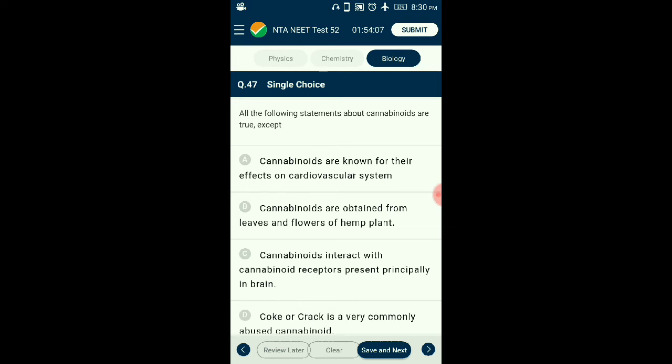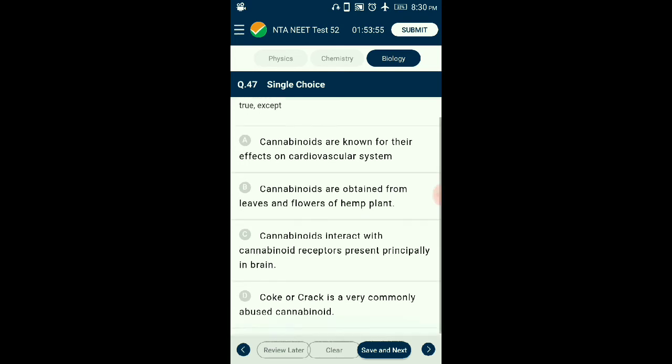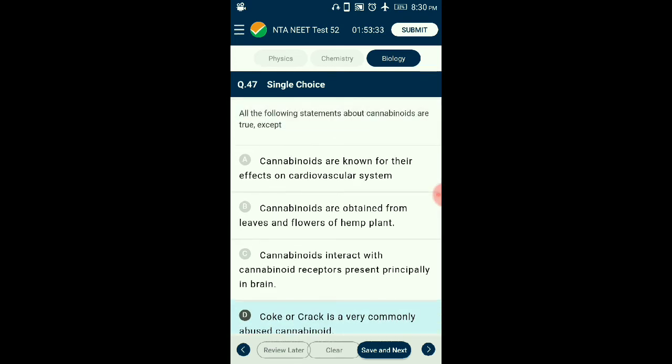Cocaine or coca alkaloid obtained from the coca plant affects the central nervous system and is commonly called coke or crack, and it is snorted. So the answer for this question is option D. Coke or crack is in. The remaining statements about cannabinoids are all true.